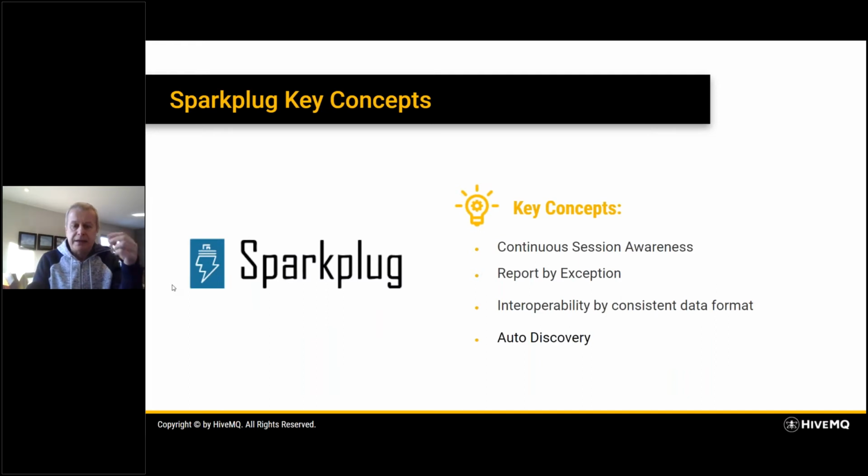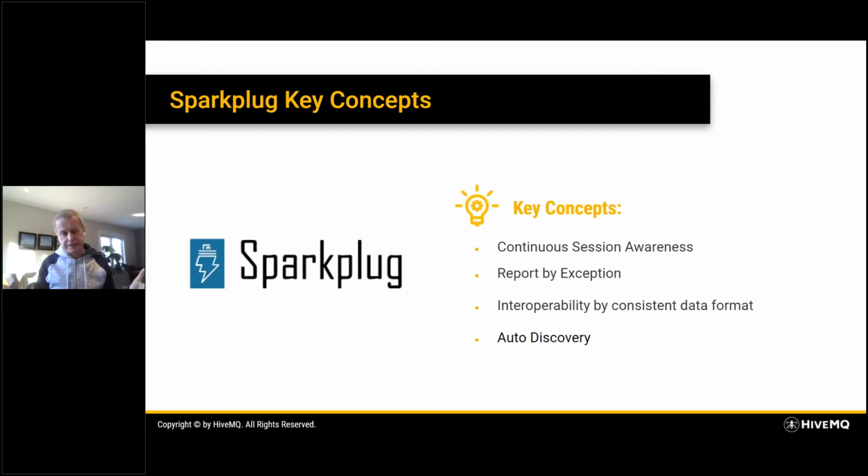So the key concepts that we find with SparkPlug is this continuous session awareness. You always know the sessions that are available from the hardware through the SCADA system. The report by exception is that it's not a poll response. I think this is an important differentiation from things like Modbus, where you always need to poll. With SparkPlug and MQTT, the client only needs to publish information when it thinks it's important that the information be available to the system. So there's nothing that's polling the hardware. The hardware and the PLCs know when to publish.